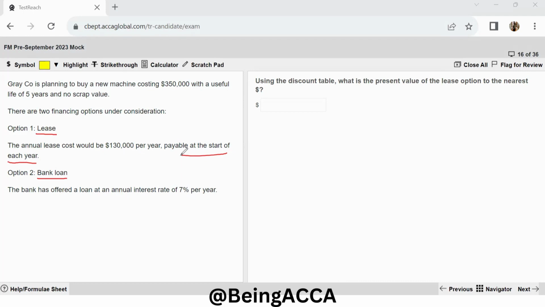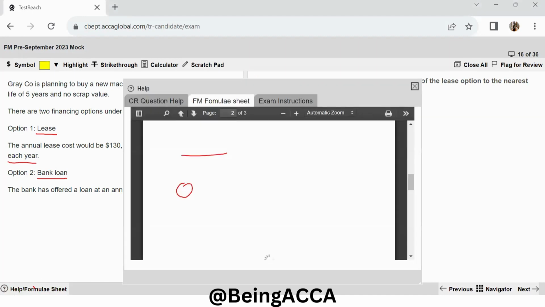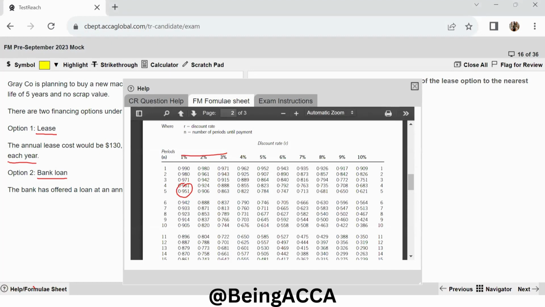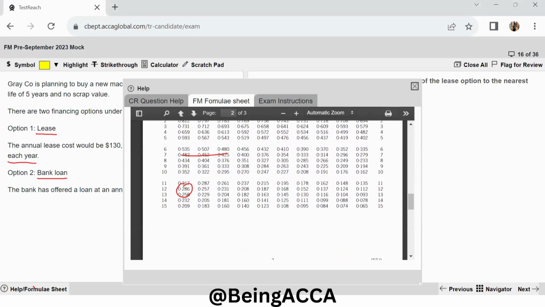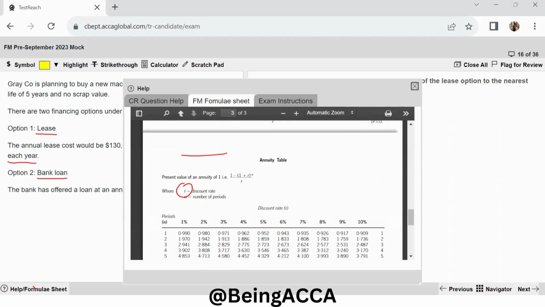We do not really have a cost of capital given to us over here, so we can use the discount rate of 7% to make our calculations. So let's open the formula sheet. With regards to 7% interest rate, I can find out my annuity factor. So which annuity factor will I be using over here? There are total 5 lease payments, right? And this will begin at year 0 and the last payment will be at the start of year 5, or I can say at the end of year 4.